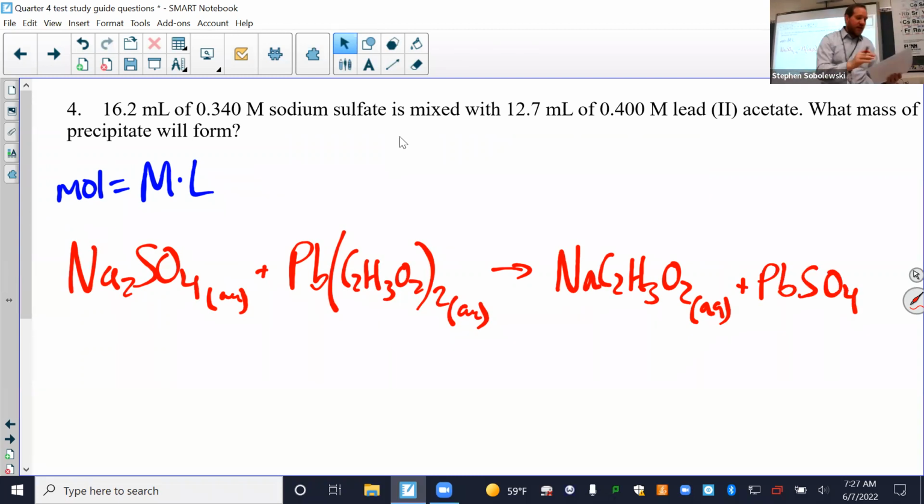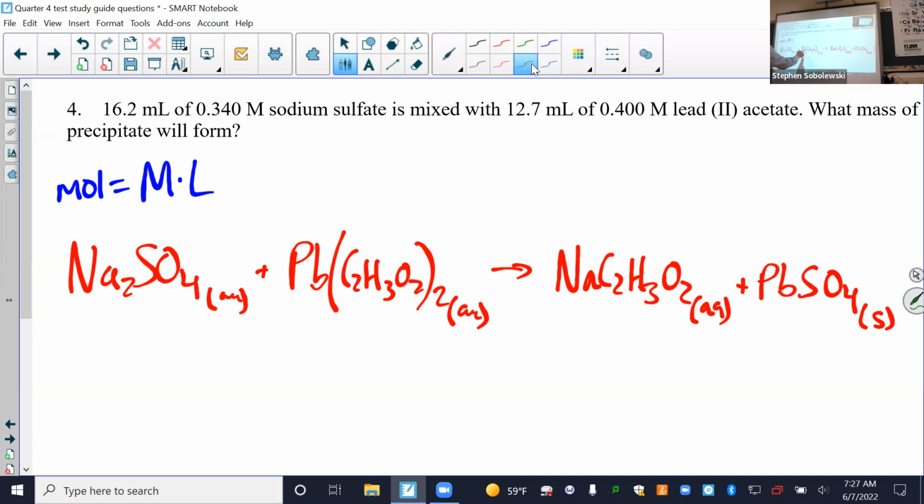Let's confirm. If it's not solid, by the way, it's an invalid question because it would be no reaction if you have aqueous. Lead 2 sulfate solid. All right, so that's our precipitate. The precipitate means the solid product. We need to balance this. So all I need is a 2 there, giving me a 1 to 1 to 2 to 1 ratio. All right, so we need to find moles of each of these reactants.